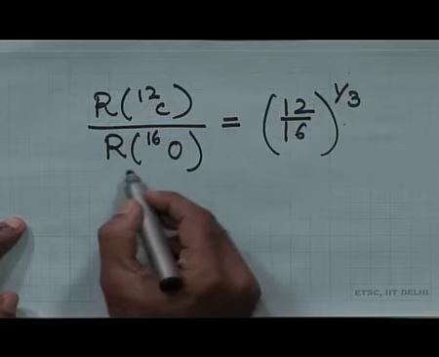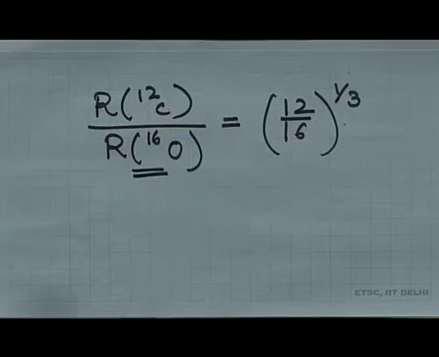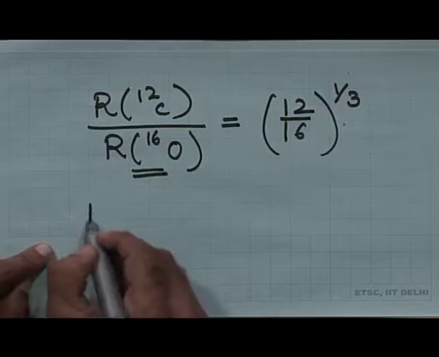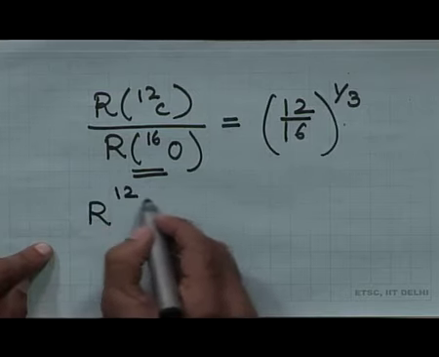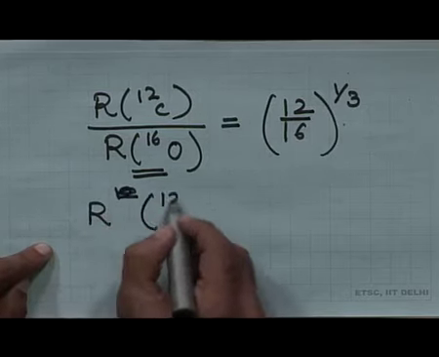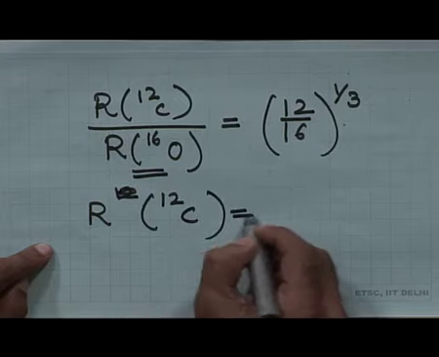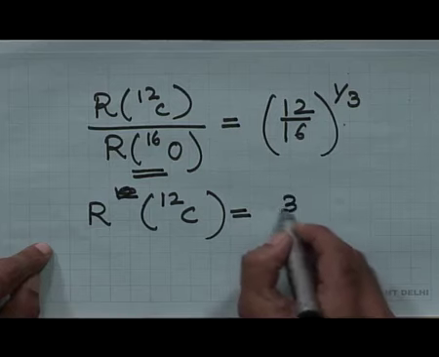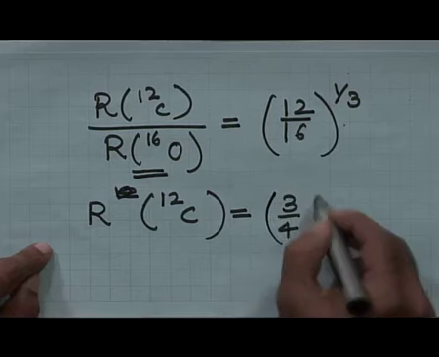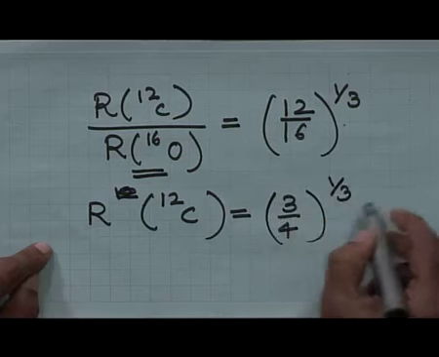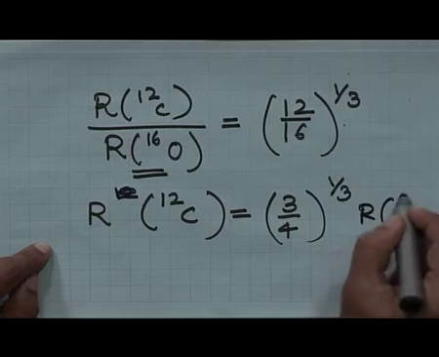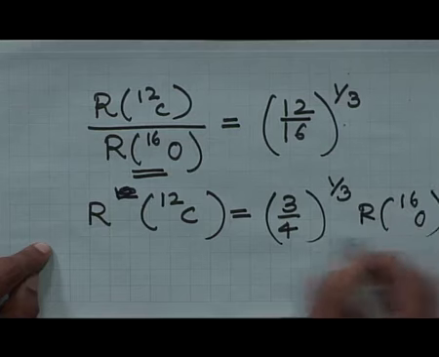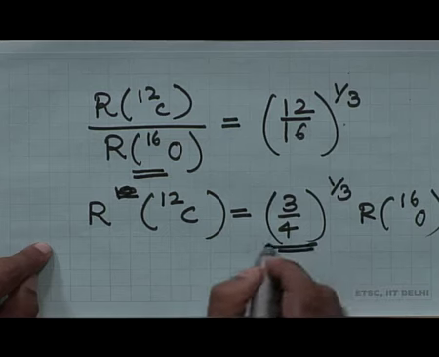So, experimentally if somebody measured this, that means if somebody determined R naught, you will conclude radius of 12 carbon is 12 by 16, that is 3 by 4, to the power of 1/3 into radius of 16 O. And this is very, very close to 1.